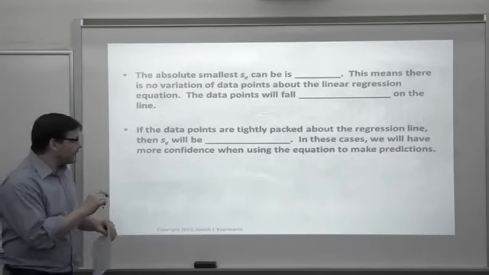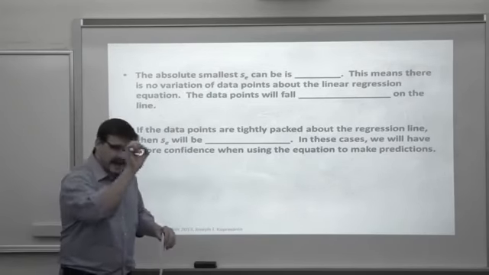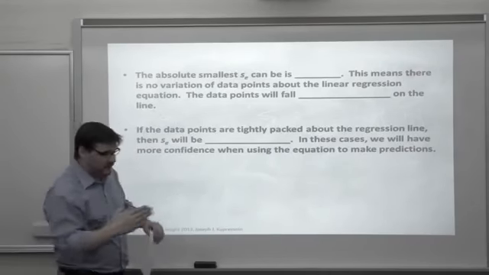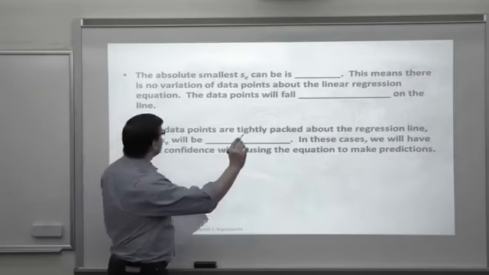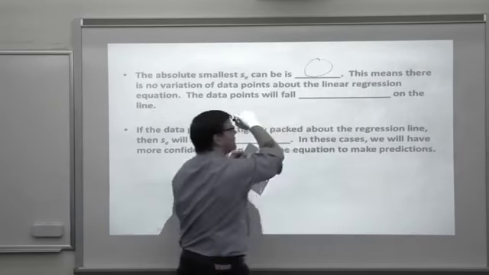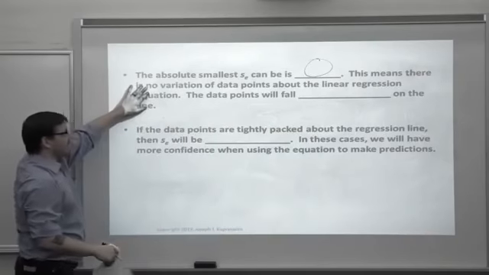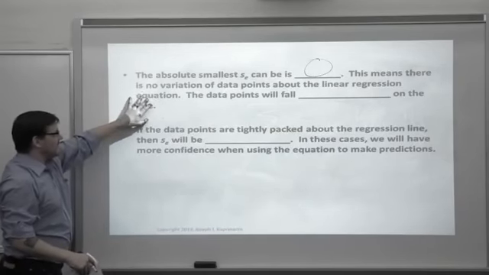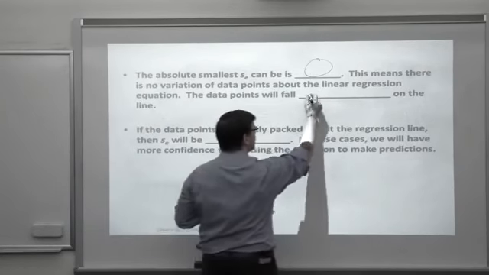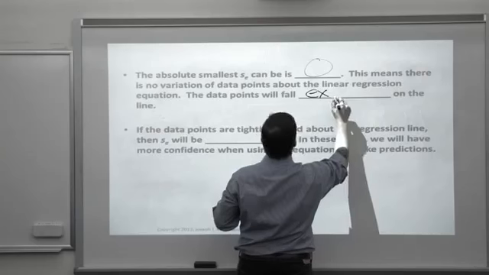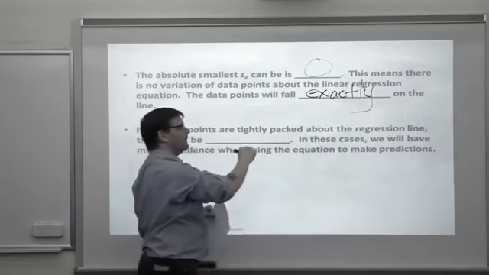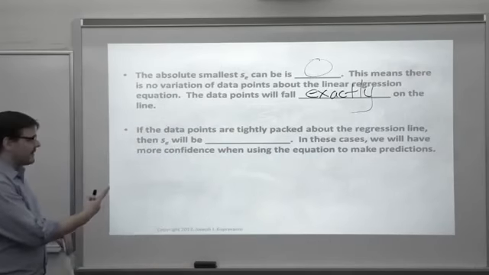Think of the data points. If your data points are exactly on the regression line, there's absolutely no variation. As you move left to right, the points fall exactly on a line. That number would be 0. No variation of data points about the regression line. Data points will fall exactly on a straight line. That's the best case scenario.